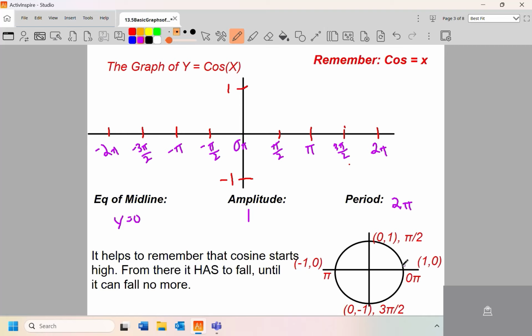So if we look at 0 pi, we have an x value of 1. If we look at pi over 2, we have an x value of 0. If we look at pi, we have an x value of negative 1. And then we're back to 0, and we rise back to 1. And that is one cycle to the right of the origin of cosine. And mine went a little higher than it was supposed to. Now, it's going to do the same thing on the left.